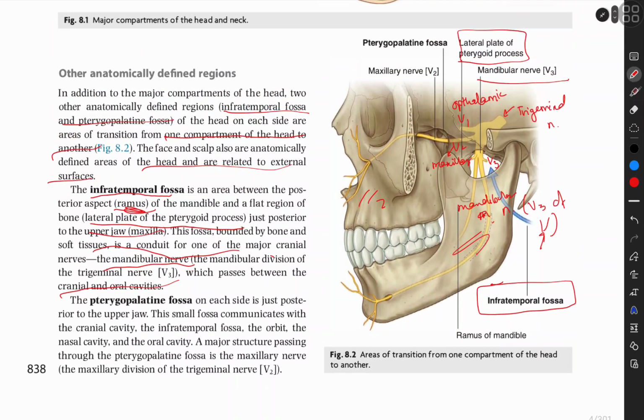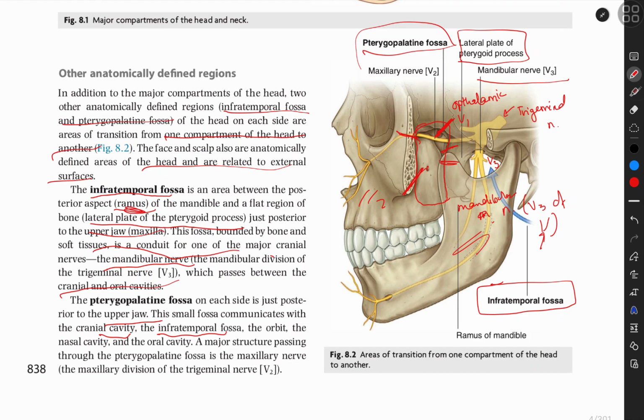The pterygopalatine fossa on each side is just posterior to the upper jaw. This small fossa communicates with the cranial cavity. So now they're talking about the pterygopalatine fossa, which is this one here. So the pterygopalatine fossa communicates with the cranial cavity. Yes, it does. So there are small openings here and here and here, which allow it to communicate with the cranial cavity. So one of these is for the cranial cavity.